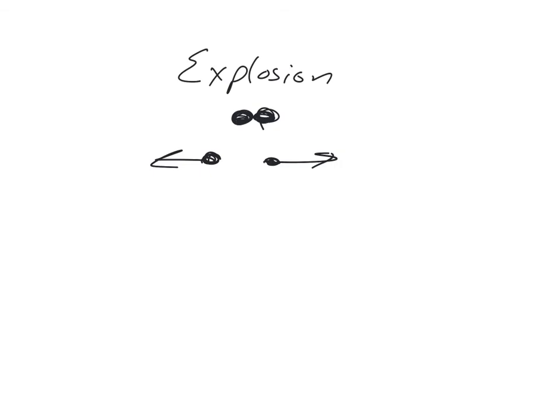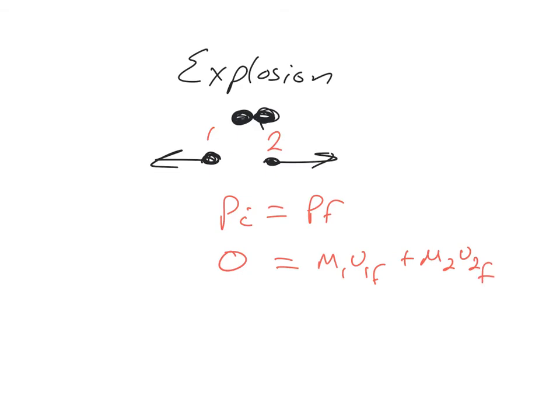Now, how I do this is always initial momentum equals final momentum. Now, my initial momentum is 0, which means that my final momentum also has to be 0. So if I get mass 1 and mass 2, then I have mass 1, velocity 1 final, plus mass 2, velocity 2 final. Which means that with an explosion, I have to have these masses going in opposite directions. Because again, velocity here is a vector quantity.